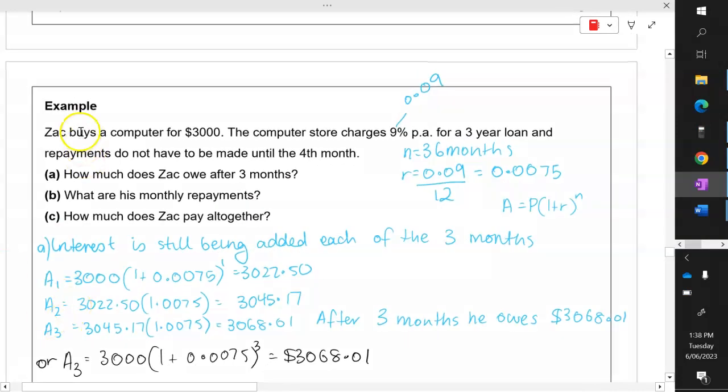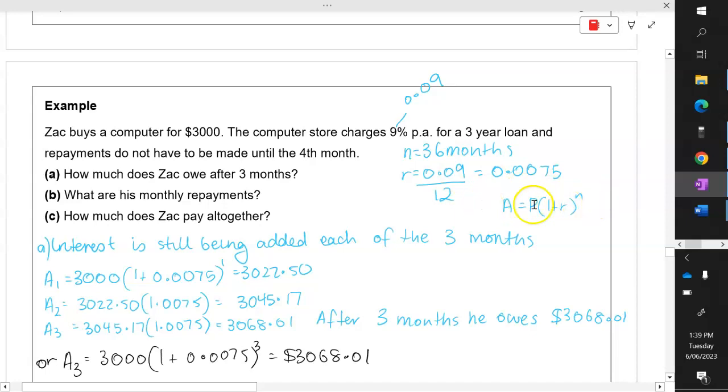This example says that Zach buys a computer for $3,000. The computer store charges 9% per annum for a 3-year loan, and repayments do not have to be made until the 4th month. Okay, so it's a little bit different, this one. The 9% we're going to take to 0.09. We've got to think though, let's read the question. We're looking at the loan being paid monthly, because we're talking about months here. So I need to make this 0.09 into a monthly amount. So I'm going to divide that by 12. So I get 0.0075 as my rate, and my new time period is 36 months, so 3 times 12.